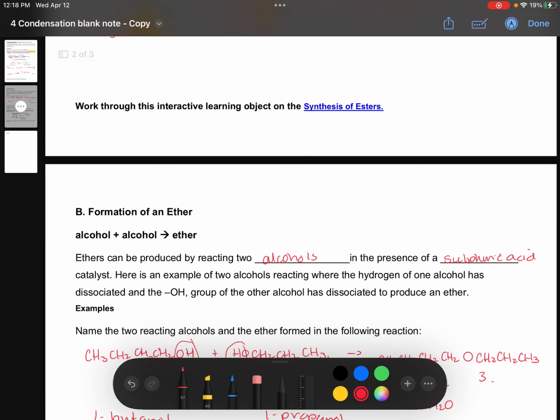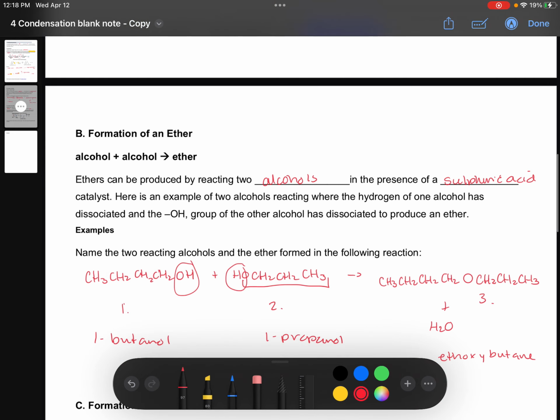So do work through this synthesis of esters activity if you wish, as well as there's a way to check your understanding. Showing the esterification of hexanoic acid and ethanol is going to be a great way to check your understanding of esterification. So pause, check out your worksheet, and check that out now.